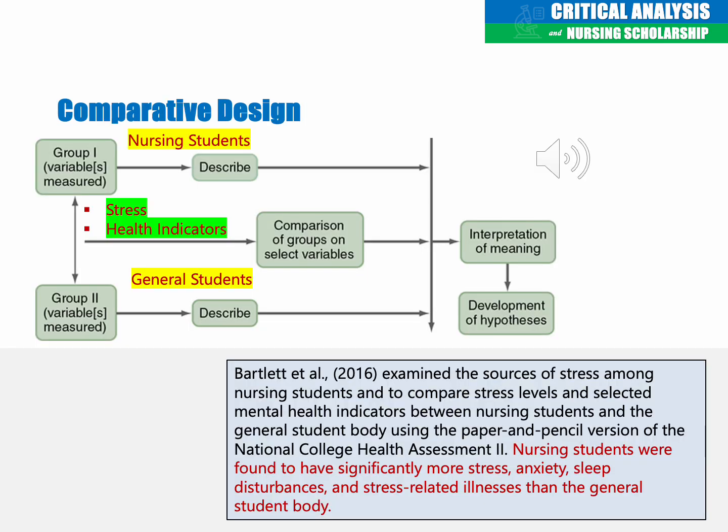Okay, at this point, we're going to look at how comparative research design is conducted. The study of Bartlett et al. 2016 is a clear example of a comparative research design. In their study, they examined the sources of stress among nursing students and compared stress levels and selected mental health indicators between nursing students and the general student body. Nursing students were found to have significantly more stress, anxiety, sleep disturbances, and stress-related illnesses than the general student body.